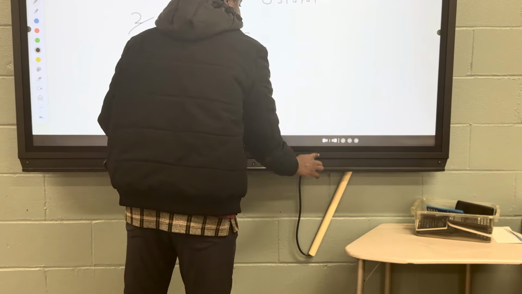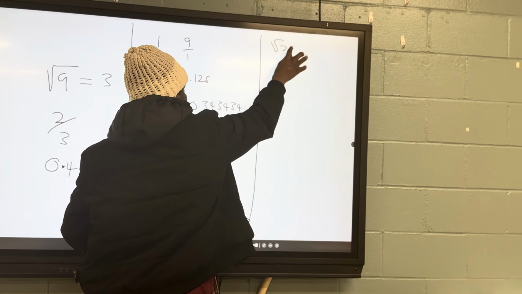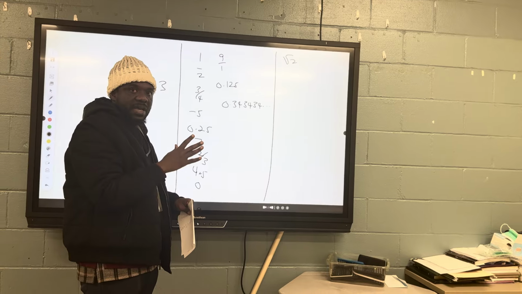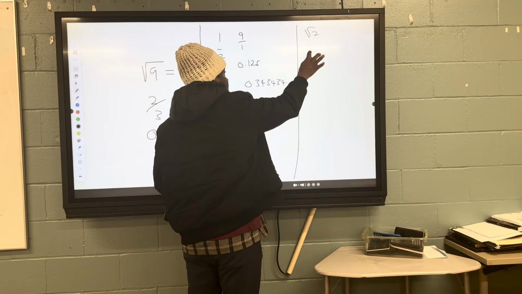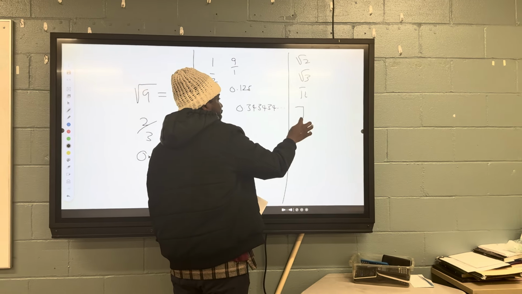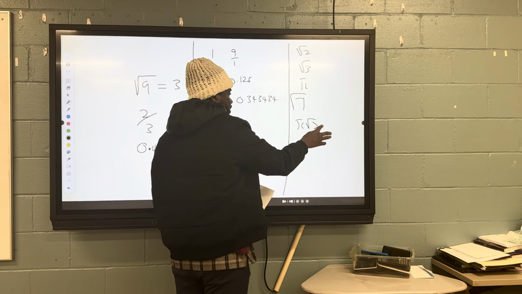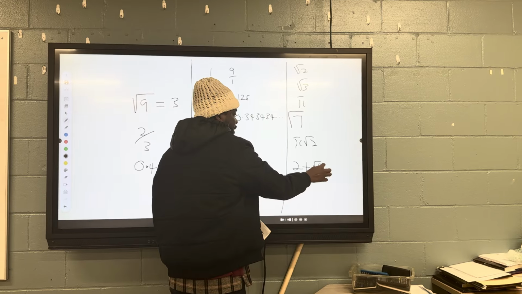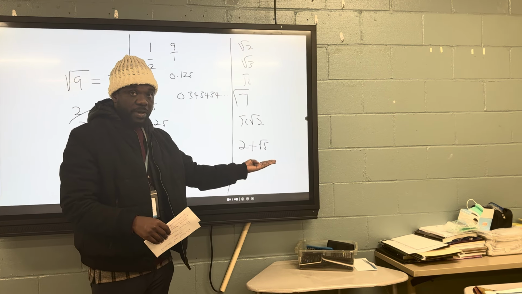Then on the other side, examples of irrational numbers are square root of 2, because square root of 2 will give you a non-terminating decimal number. So it means this number is not rational, but rather irrational. Square root of 3, irrational. Pi is irrational. Square root of 7, irrational. Then pi times this is irrational. 2 plus square root of 5 is irrational, because the square root of 5 here will give you a decimal number.